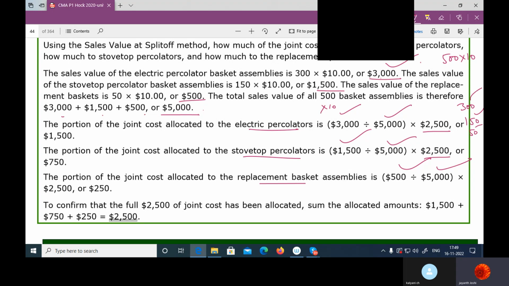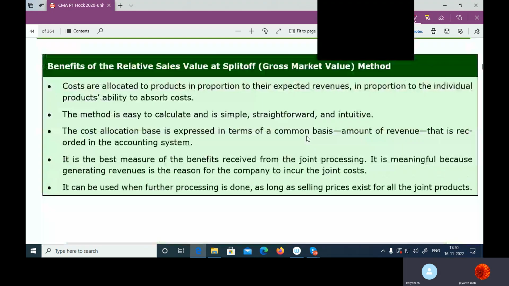The value is 3,000 out of the total value 5,000. Am I right? Yes, sir. Into 2,500. Then 1,500 by 5,000 into 2,500. Then 500 by 5,000 into 2,500. We get different costs: 1,500, 750, 250. So the joint cost has been apportioned into these three parts or not? Yes, sir. This is one of the methods of allocation of joint cost. That's it.